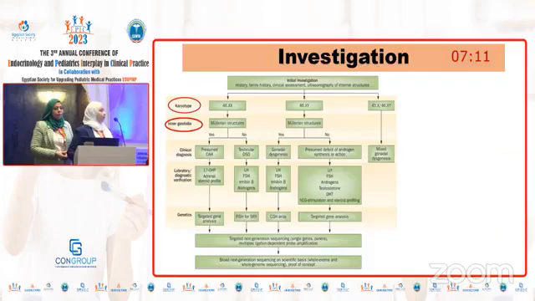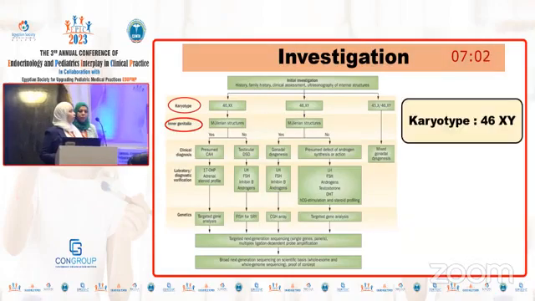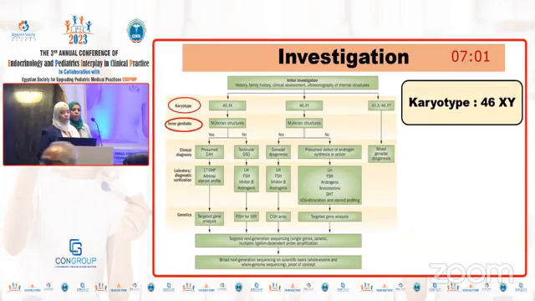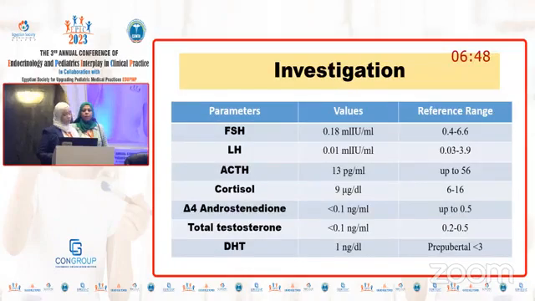So after history and the general examination, we started according to the algorithm with the karyotype. Our patient karyotype was 46XY. Then we went for the ultrasound that revealed a bilateral inguinal testis with normal size, shape, and echogenicity with no Mullerian structures. Hence, our patient is 4 months old, so we assumed that our patient is in the period of mini puberty.